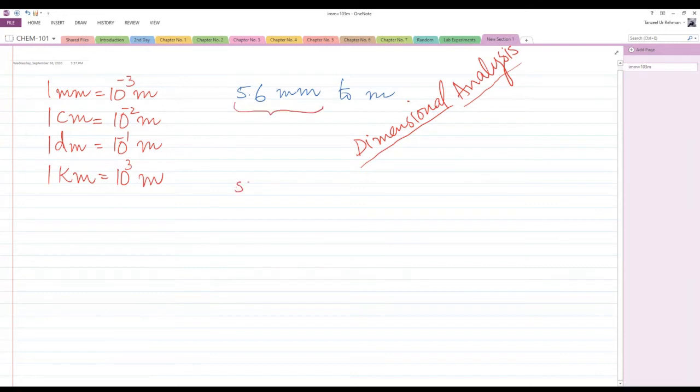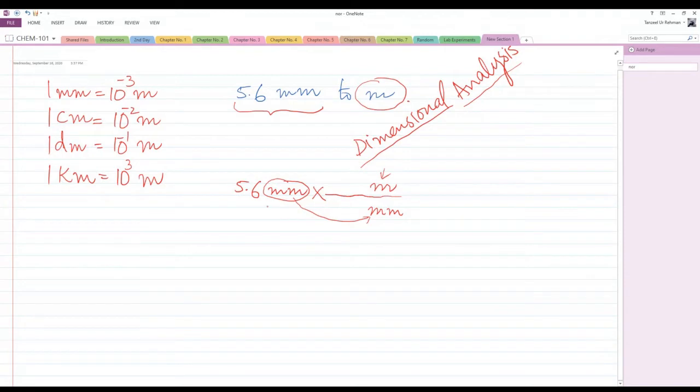It is 5.6 millimeter. You will multiply and divide at the same time, like this. Now, what is given? Write the same unit, millimeter, down. Yes, the same unit you must write down. What you have to calculate, what is unknown, that is meter. So what is given is always down, and what is to be calculated, you will write up.